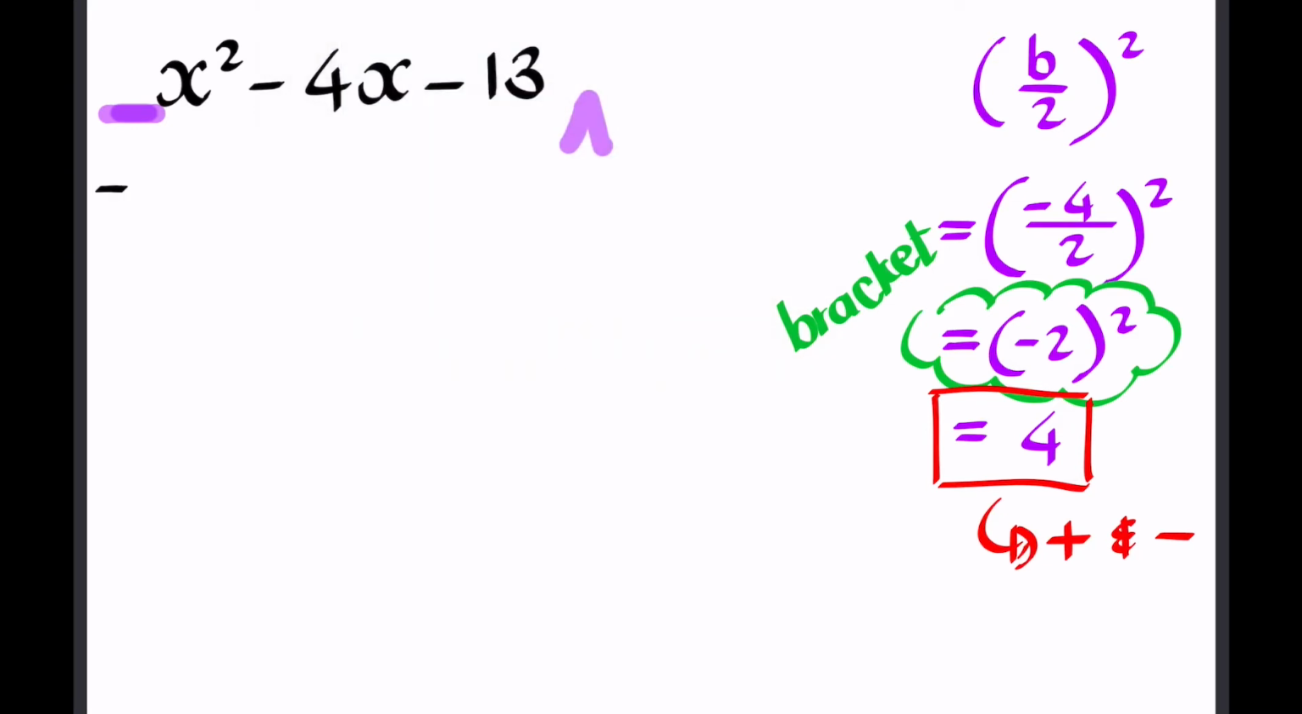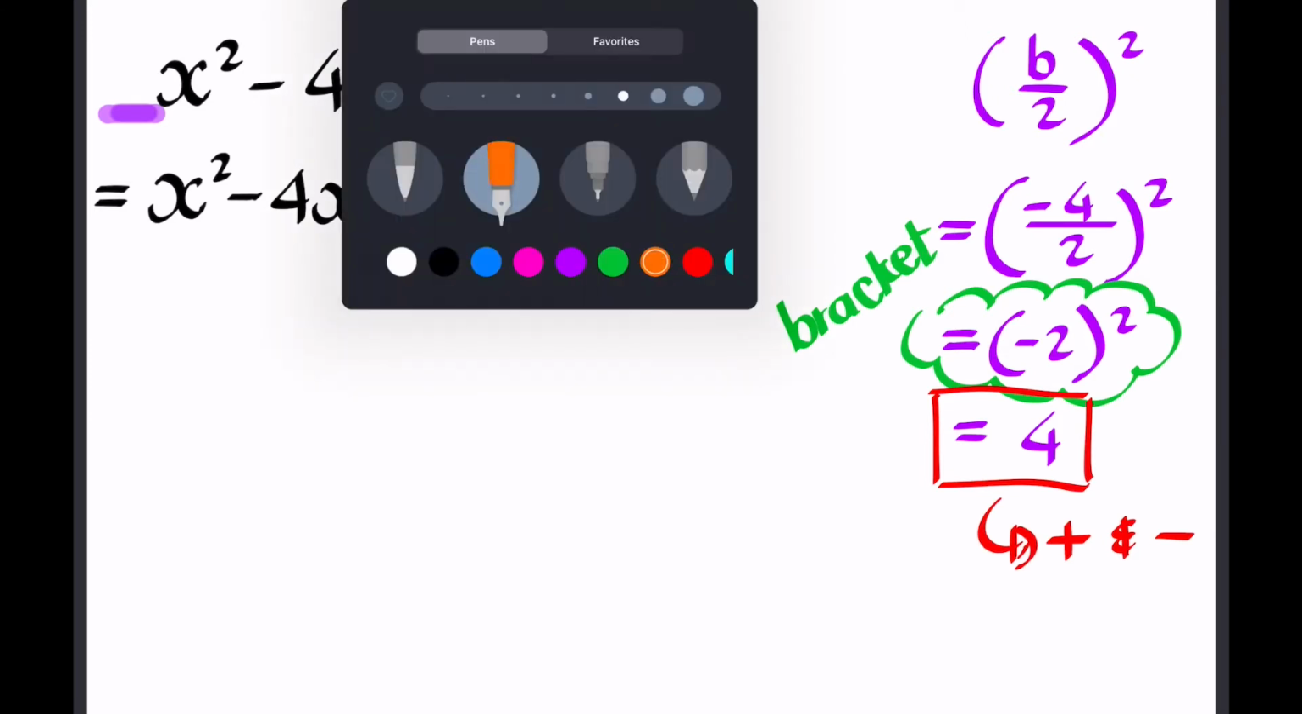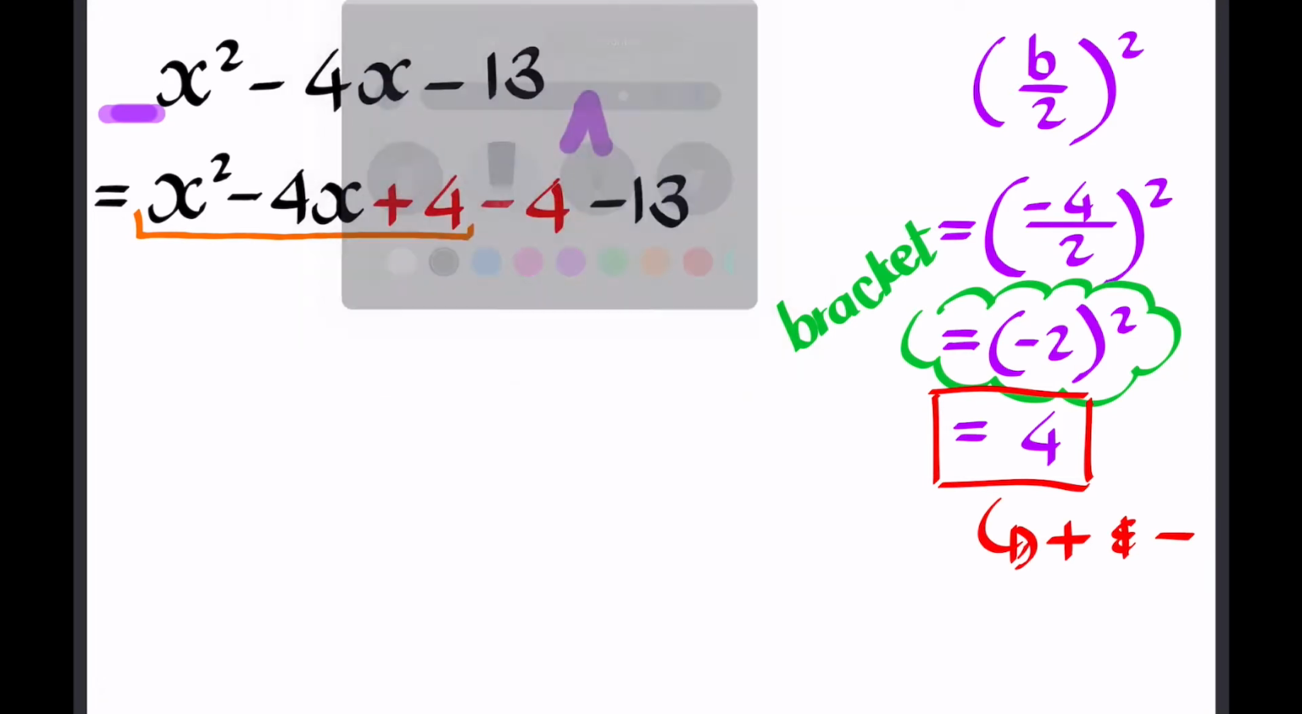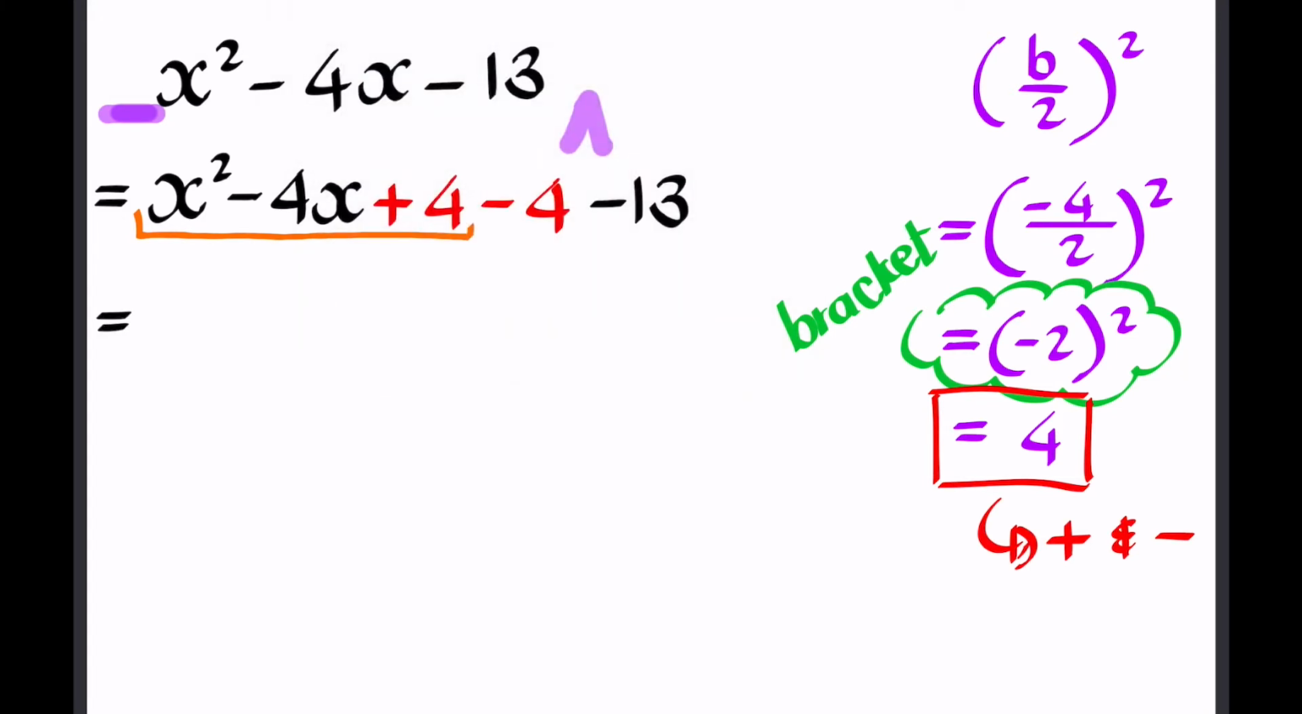So this is going to give me x squared minus 4x, and I'm going to start by adding and subtracting. Remember, we add first and then subtract. So plus 4 minus 4, and then carry down my minus 13. What I've done now is I've created a perfect square trinomial that I can factorize. Now I'd be able to just factorize that perfect square trinomial in my head, but I have created the bracket factor on the side in my side note. So it just makes life a lot easier.